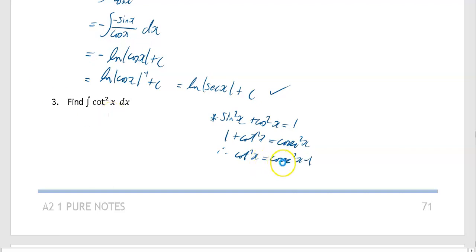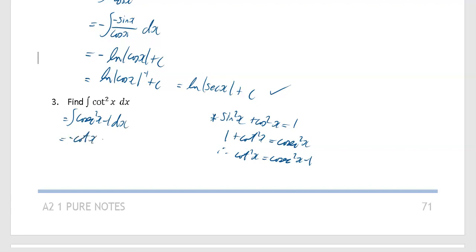And we know how to integrate the cosec squared from our results we've just been given, and we also know how to integrate minus 1. So we're good to go. So back here, we'll rewrite this as the integral of cosec squared of x minus 1 with respect to x. And our results we got earlier on said if you integrated cosec squared, what you got was minus cot x. Integrate minus 1, you'll get minus x, and then plus your constant of integration.